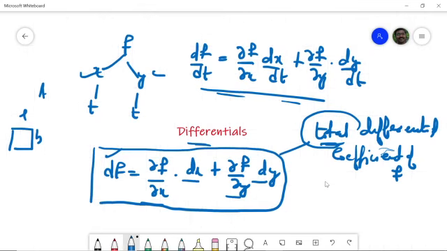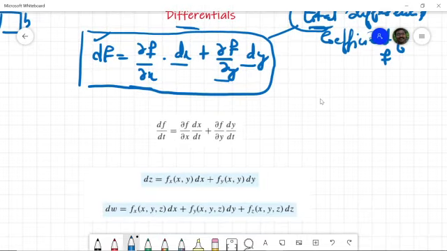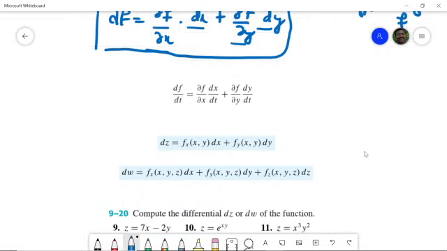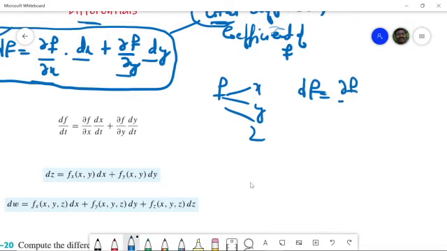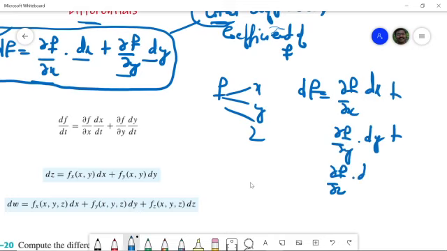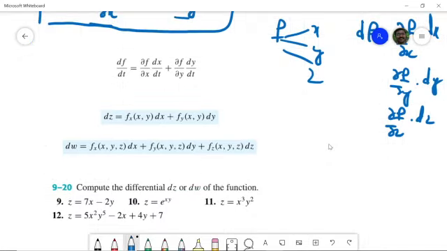Now we will do some problems in which we will try to compute the differentials. We can extend the differential to many terms. Suppose my f is dependent on three variables x, y, z. If I am asked to compute the differential, it is nothing but dou f by dou x into dx plus dou f by dou y into dy plus dou f by dou z into dz. I hope you understand what a differential is. Now let us compute some differentials.